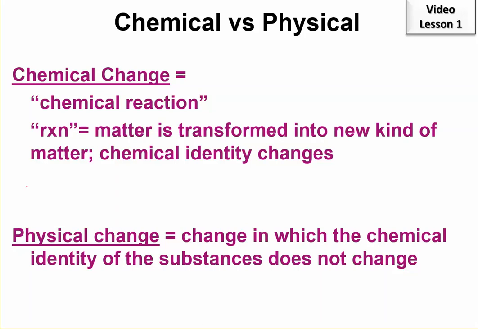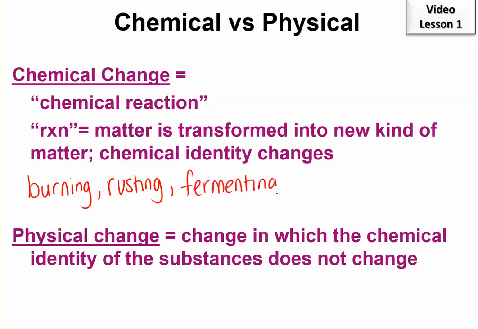For example, chemical changes would be burning, that's combining with oxygen, rusting, fermenting, rotting, and digesting. Those are just a few examples, but you need to know these 5. Make sure you know these.